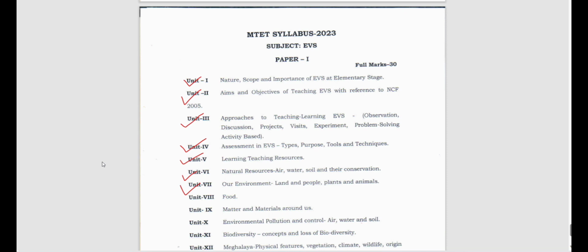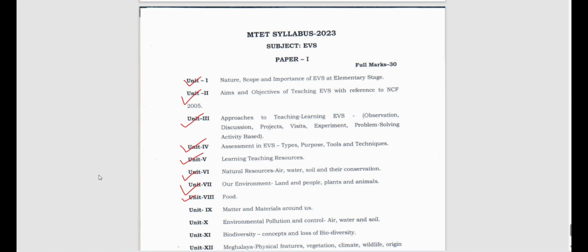And the next one is unit 8, which talks about food. So we know what food is. There are different components of food like carbohydrates, fats, vitamins, minerals, and water.